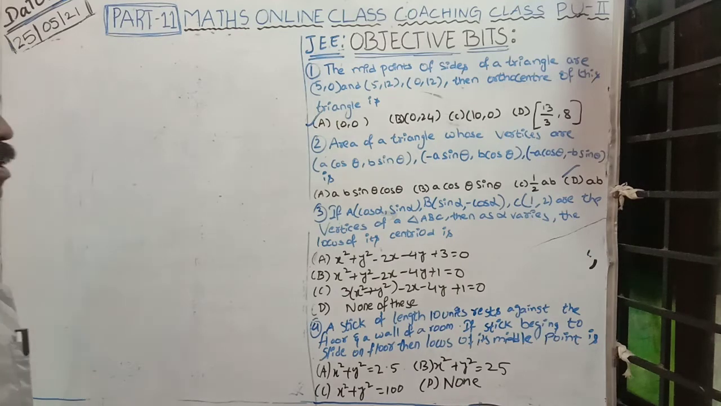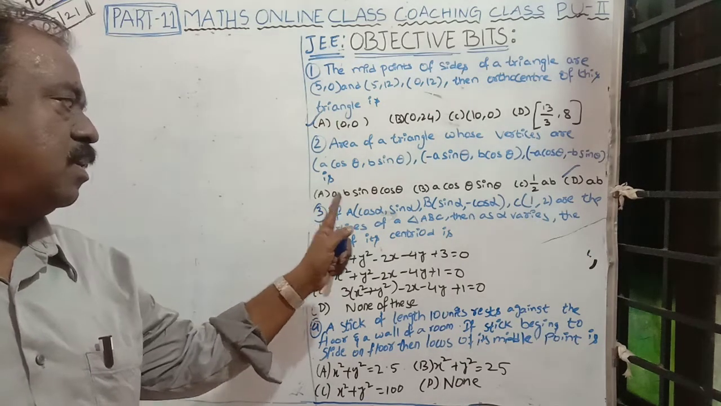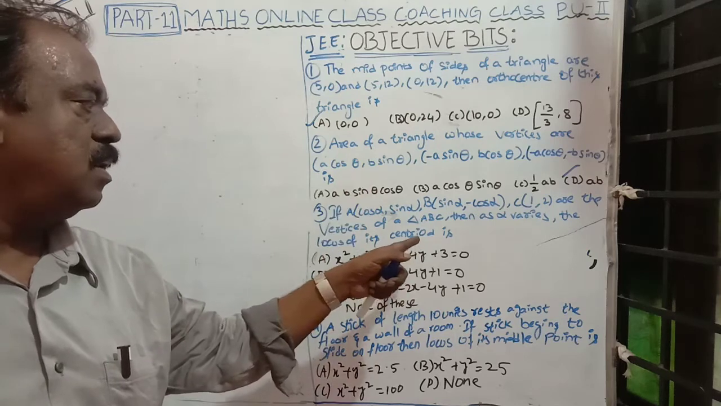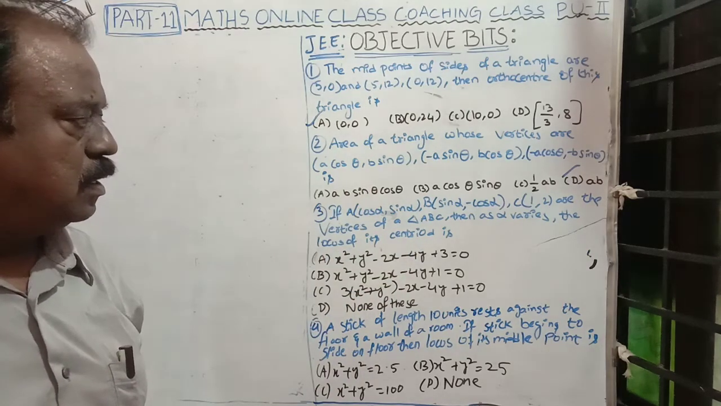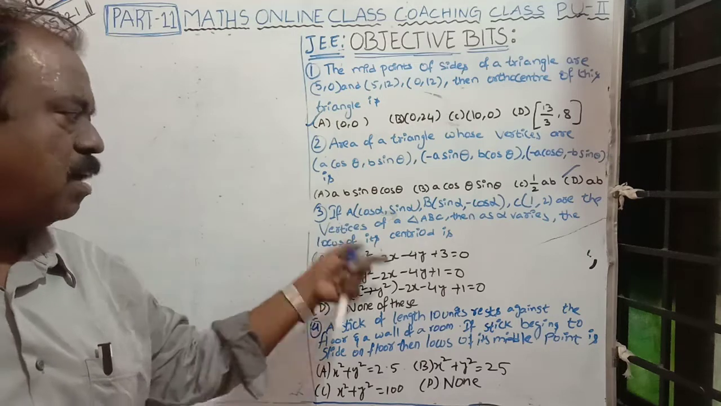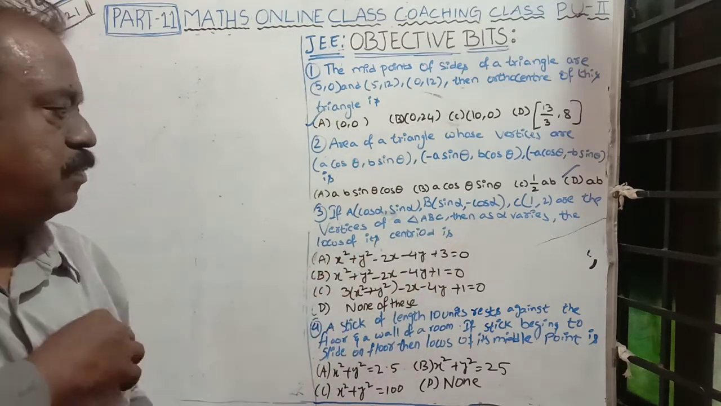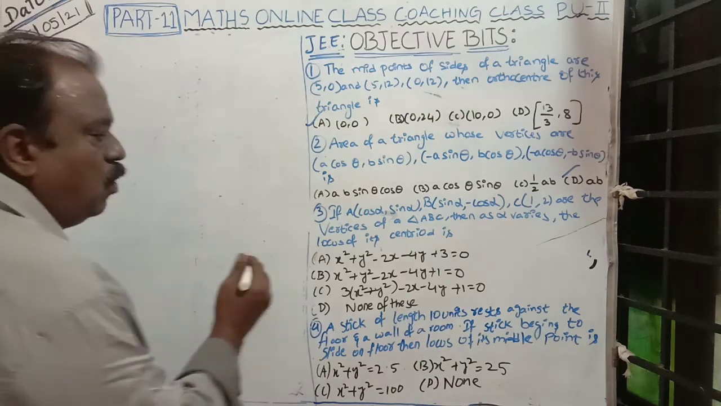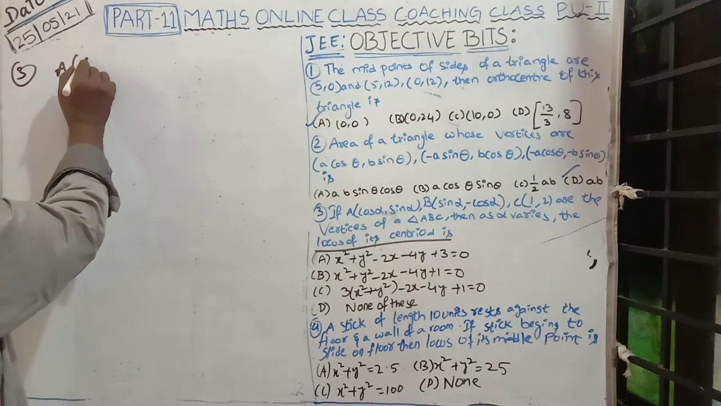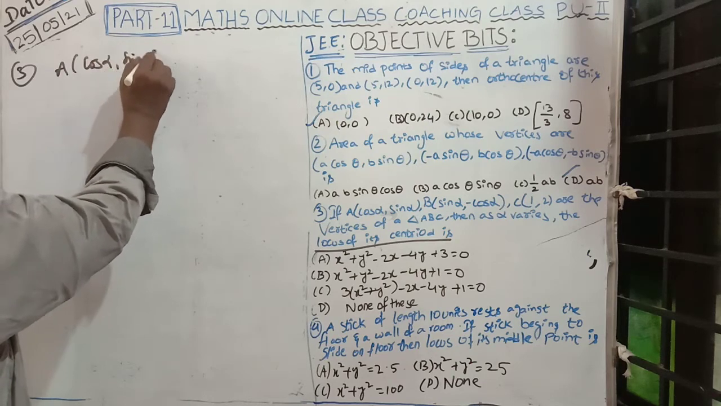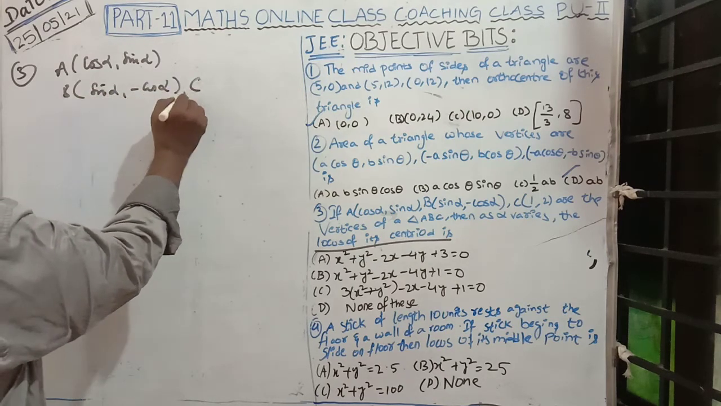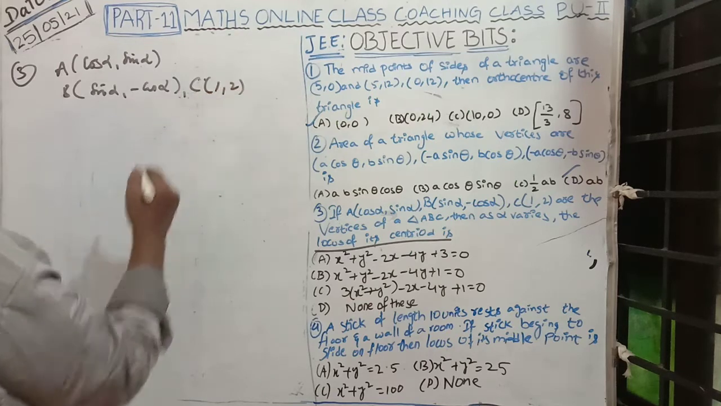Next, third one. If capital A is cos alpha, sin alpha, capital B is sin alpha, minus cos alpha, and capital C is 1 comma 2, are the vertices of a triangle ABC, then as alpha varies, that is not important, alpha varies means alpha is a variable, a parameter, then the locus of, here is the very good concept, the locus of centroid is asked.